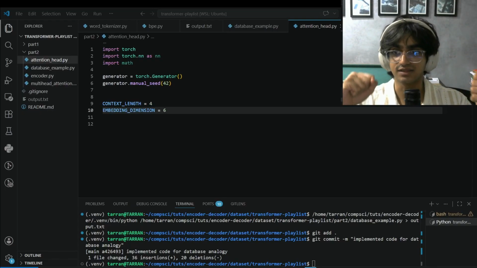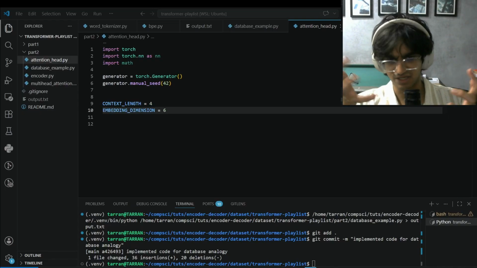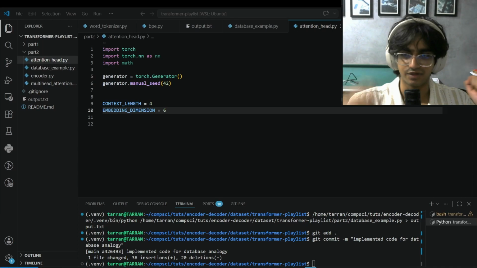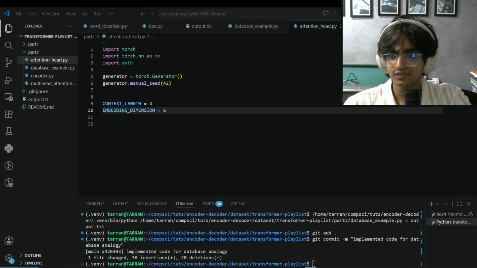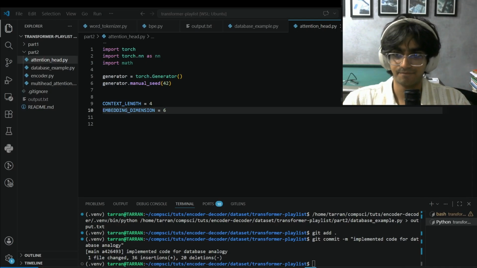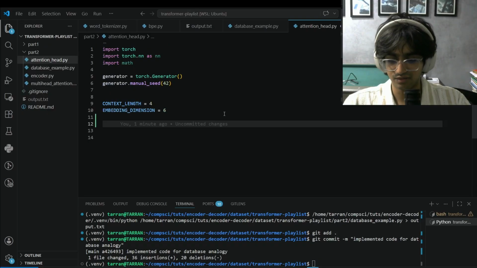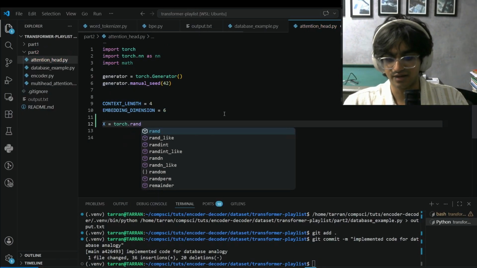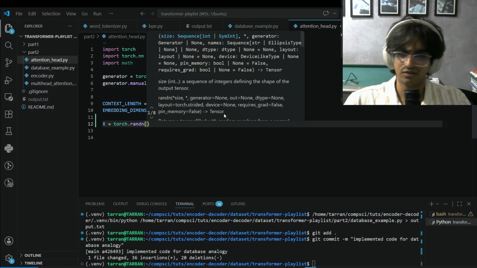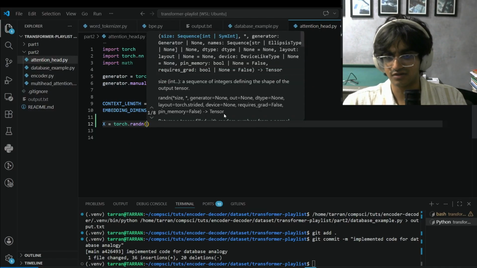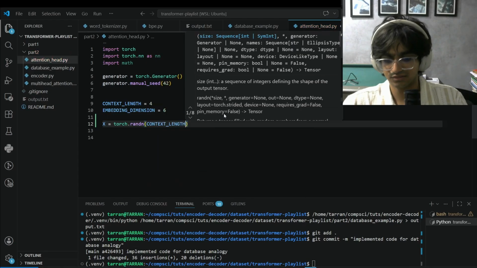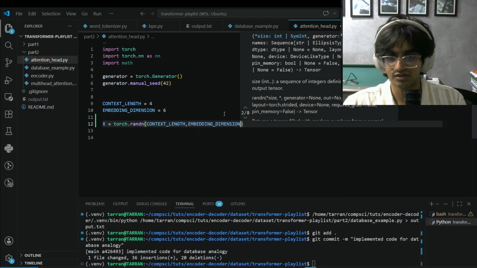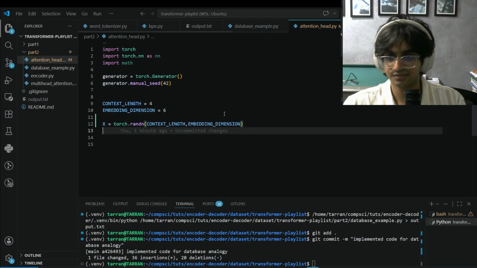All right, let's start coding this. I've got some boilerplate code here, and I've used a generator just for reproducibility, nothing else. We've got a context length here, which is 4, and our embedding dimension, which is 6. Let's recall what we have to do. One, we're going to need our input. For our input, I'm just going to take a random array, so torch.random, and then we're just going to take the shape, which is going to be our context length and our embedding dimension. So we got our input x.